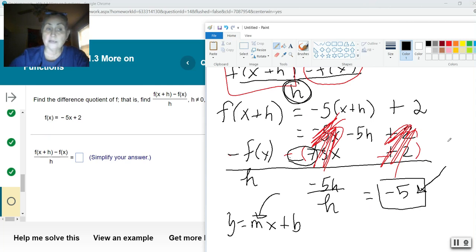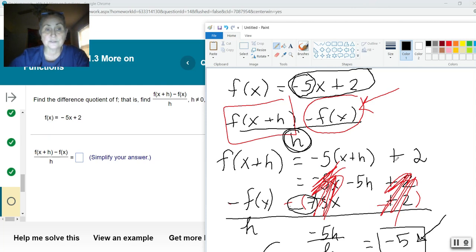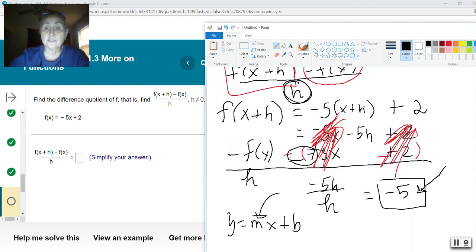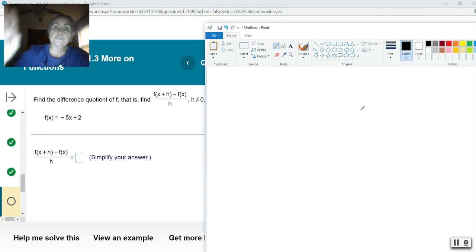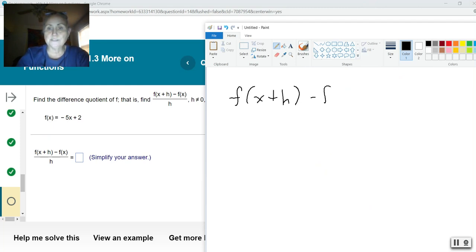Now, that only works if this is a line. If your original function's a line, you can just look at the slope and you've got the answer. But they're not always lines, and you need to practice this process. Okay, so let me show you how to write it out formally. All right. F of x plus h minus f of x over h. So we just did it informally. I just plugged in the x plus h, and then I said, let's get rid of the f of x, let's divide by h. But let's do it algebraically a little more formally.